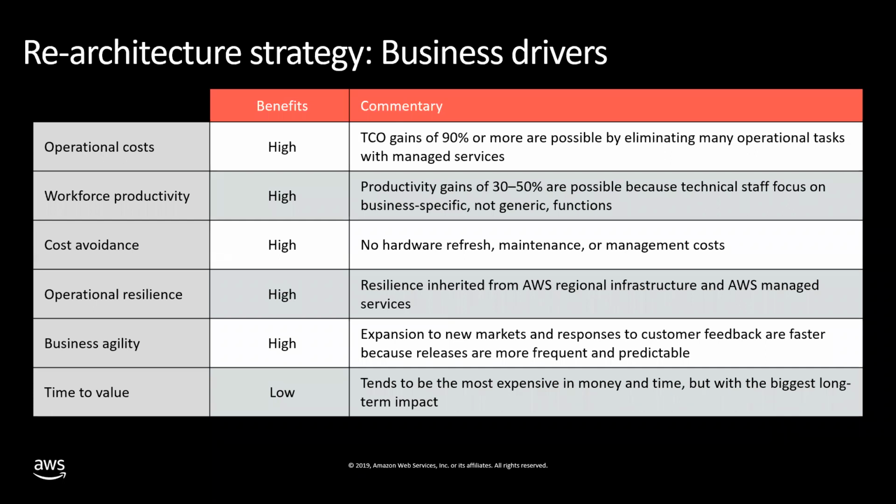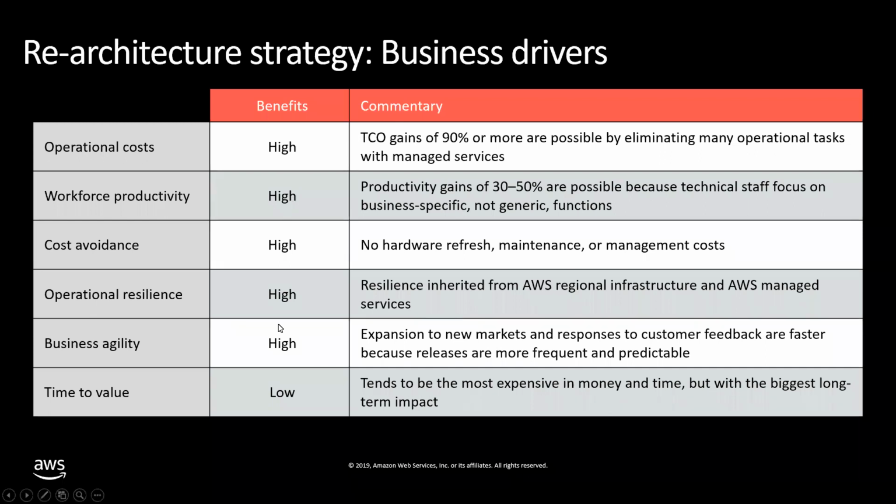Workforce productivity is important. Really, you're focusing on high value items and not on what we call undifferentiated heavy lifting. Cost avoidance is high here: no hardware refresh, no maintenance, no management tools. Operational resilience: your resilience is based on the AWS infrastructure architecture. So significant improvements or benefits there.